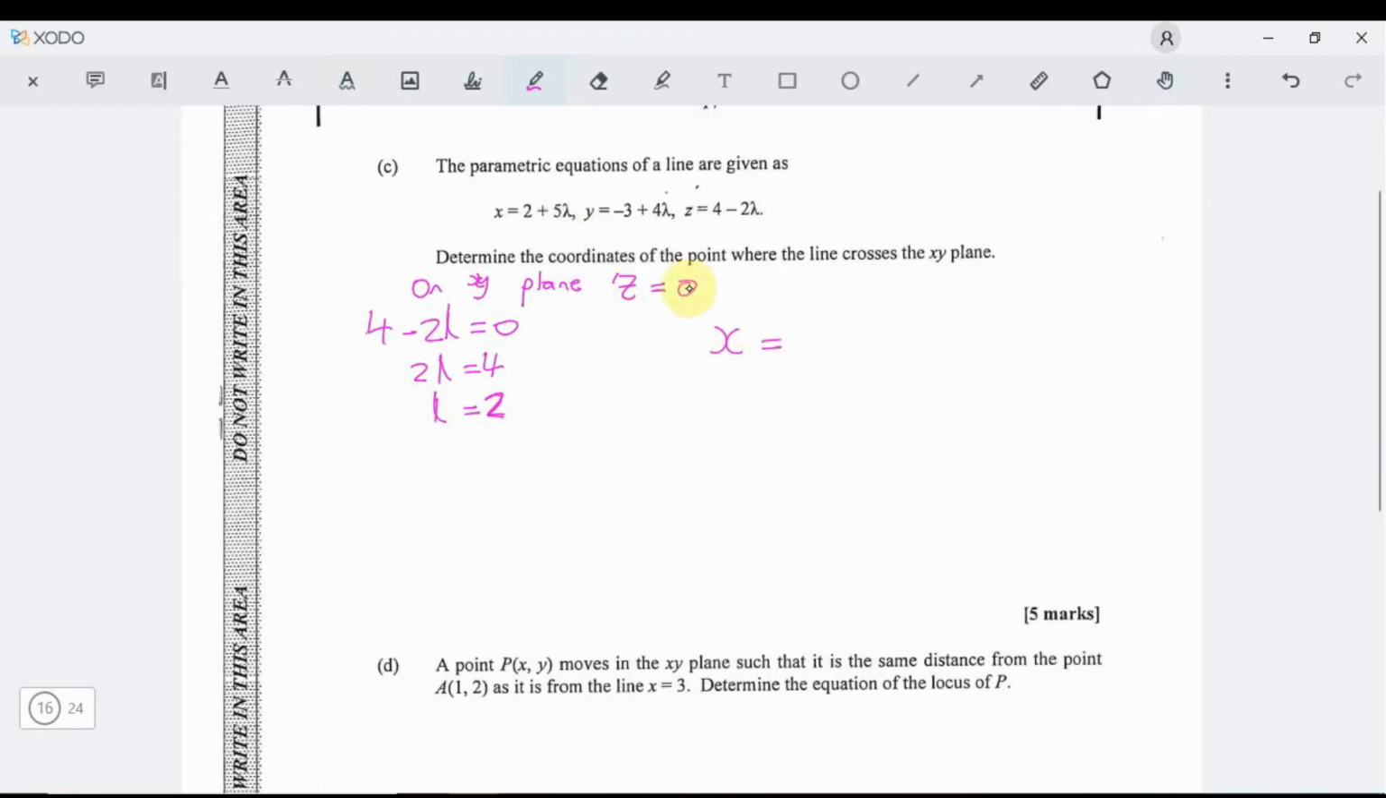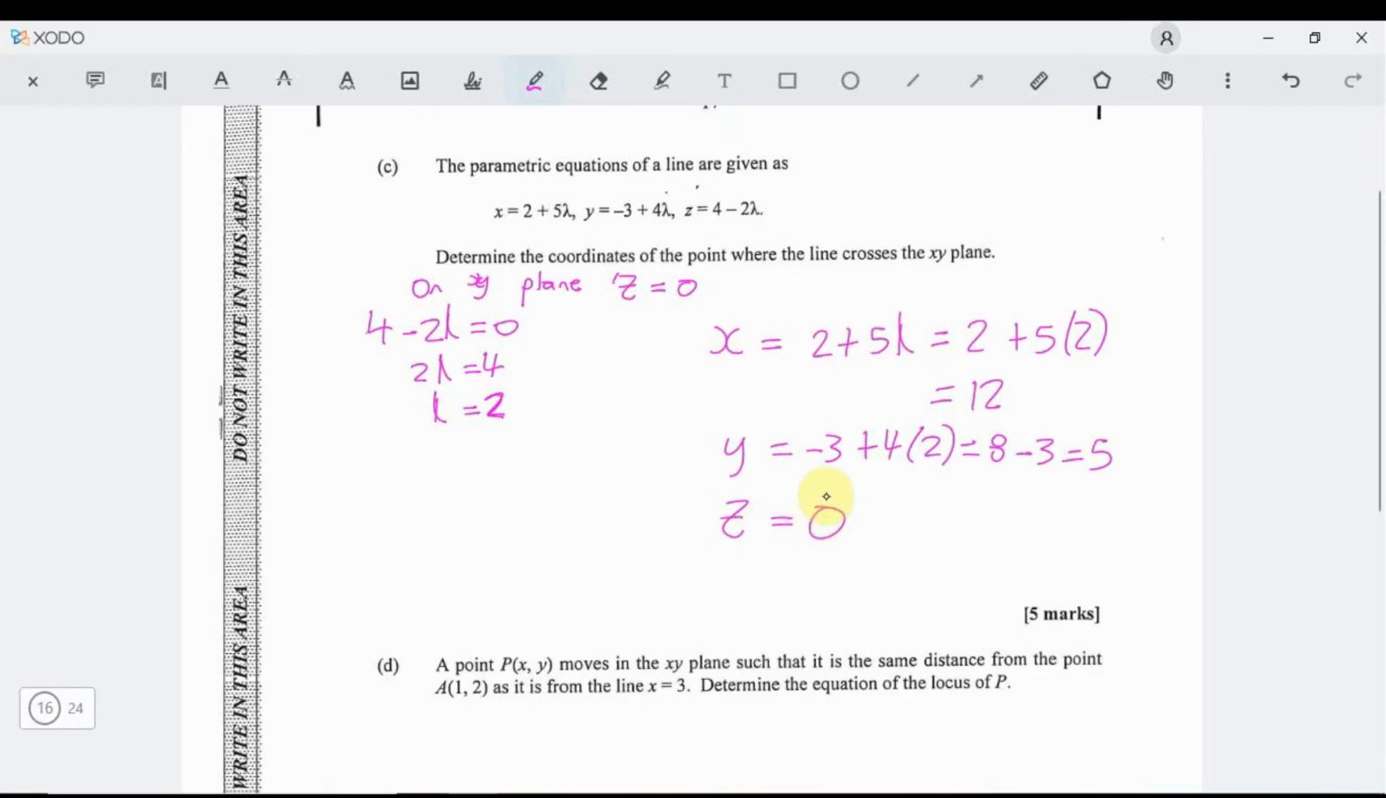Since we get lambda is 2, we can use that to find out our points. So x, remember, is 2 plus 5 lambda. And lambda is 2, so it's 2 plus 5 times 2. 5 times 2 is 10. 10 plus 2 is 12. Y is minus 3 plus 4 times lambda, and lambda is 2. So this is now 8 minus 3, which is 5. And the z value is 0. So in that case, the point is 12, 5, 0.